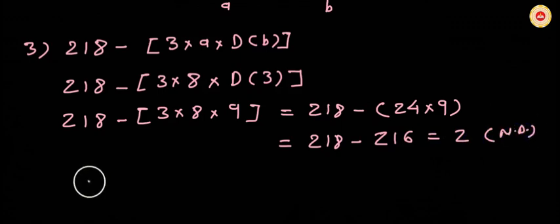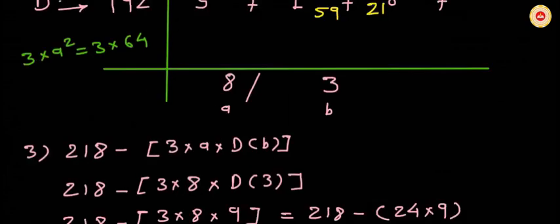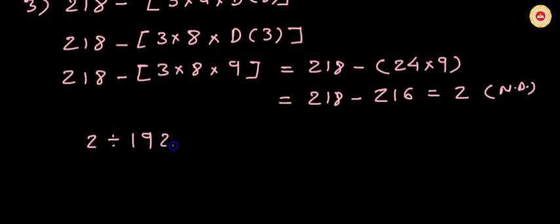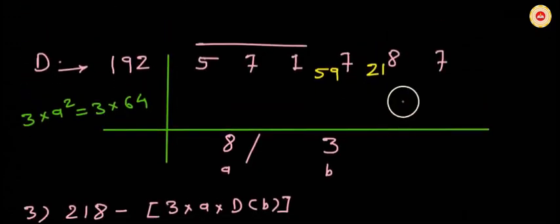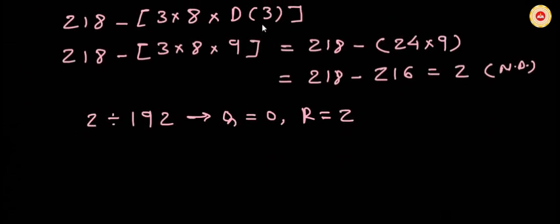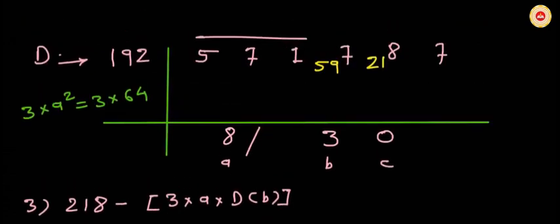So we can divide 2 by, what is the divisor? 192. 2 divided by 192, the quotient is of course 0. And what is the remainder? The remainder is 2. Write quotient 0 and remainder 2. Write quotient 0 below gross dividend 218 and this is digit C. Write remainder 2 as a prefix to the next digit in the dividend. Now read this as 27.